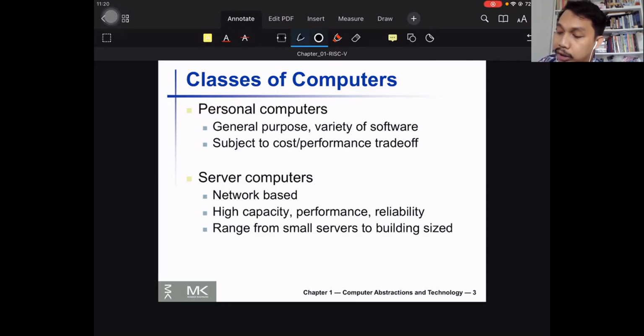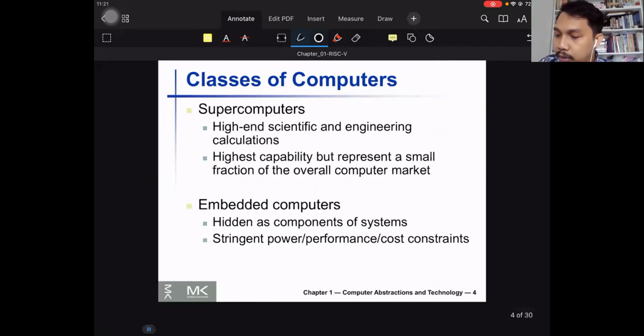Servers range from small ones to building size or room size. A whole room can be just one server. So there are servers or computers such as that these days.